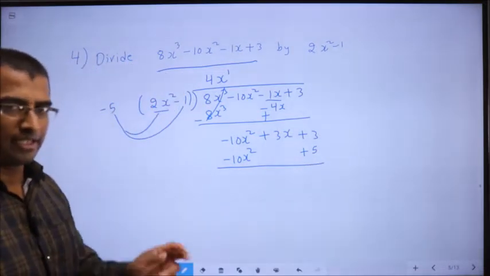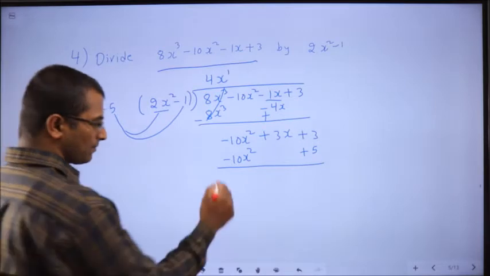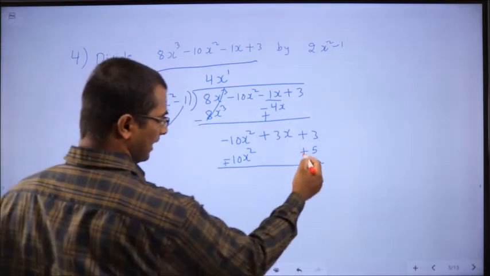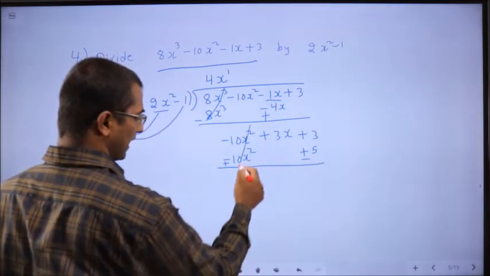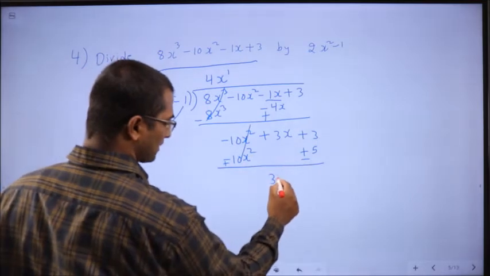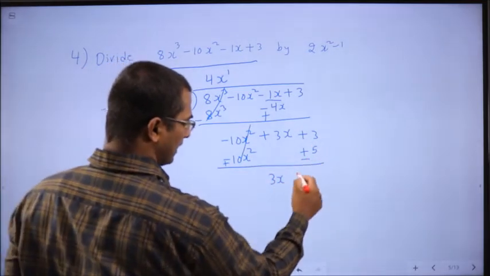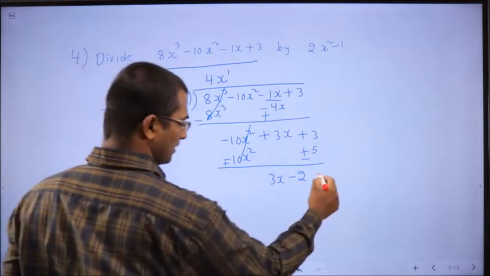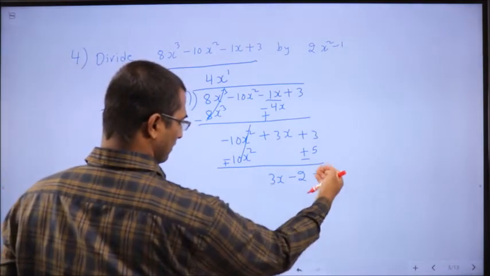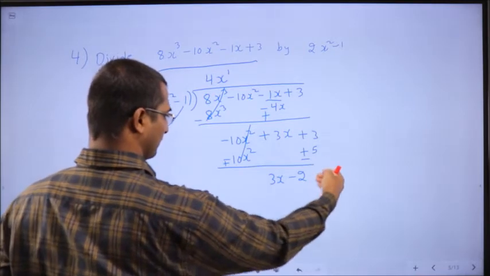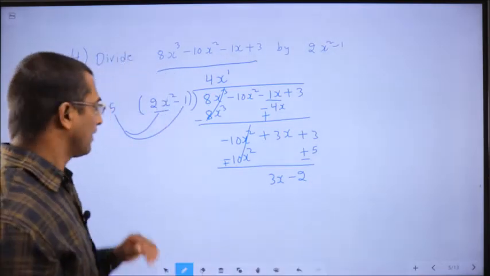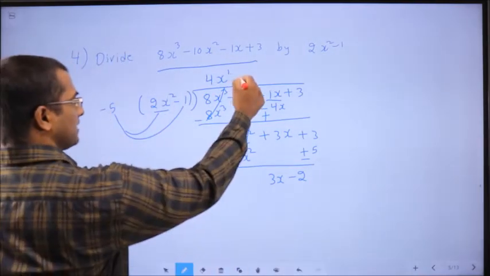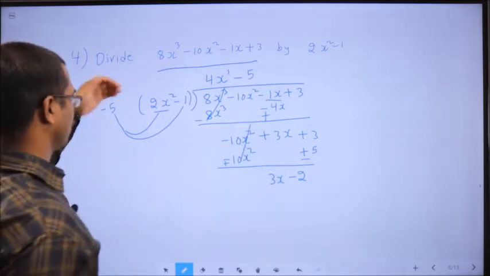Next, change the sign. So make it plus, and here plus, make it minus. So this cancel out. This 3x as it is down. Plus 3 minus 5 will be minus 2. Now, minus 5 is the second term of the quotient.